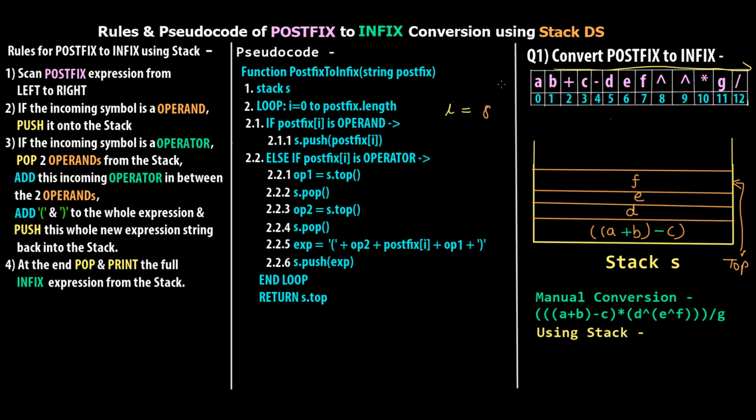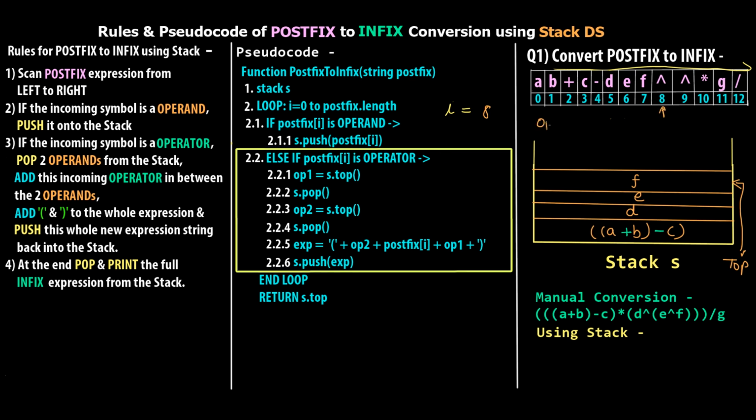We move forward. And now at 8, we get an operator. The operator is the raised to sign. So in that case, again, we get op1, which is equal to the top of the stack, which is F. So I'm going to write F over here. Then we say 2.2.1, so s.pop. We remove this F. The new top of the stack is E, so that goes in op2. So op2 is equal to E. We remove that also at 2.2.4. So the new top of the stack is D.